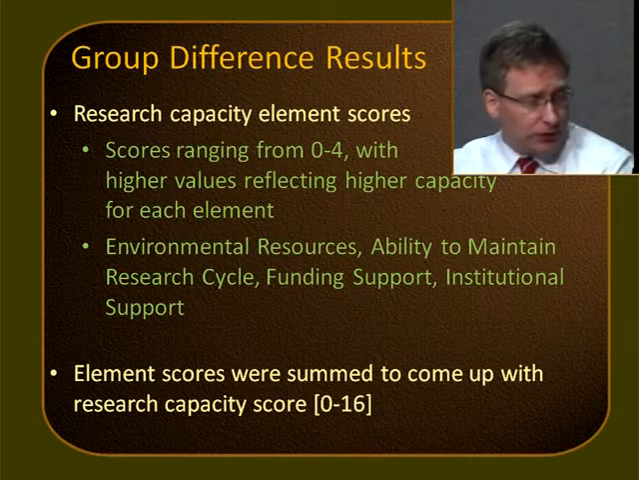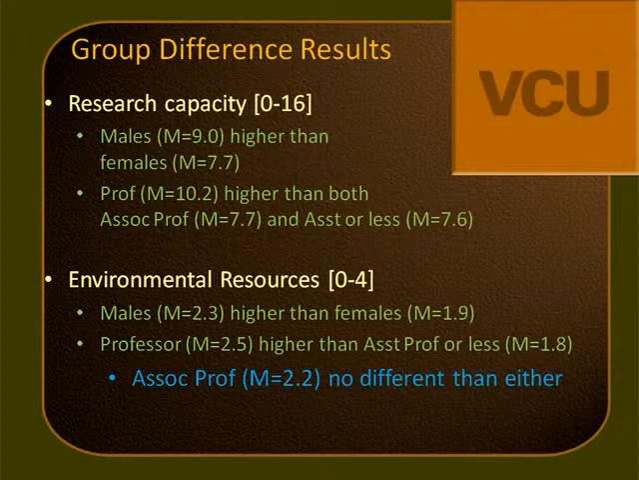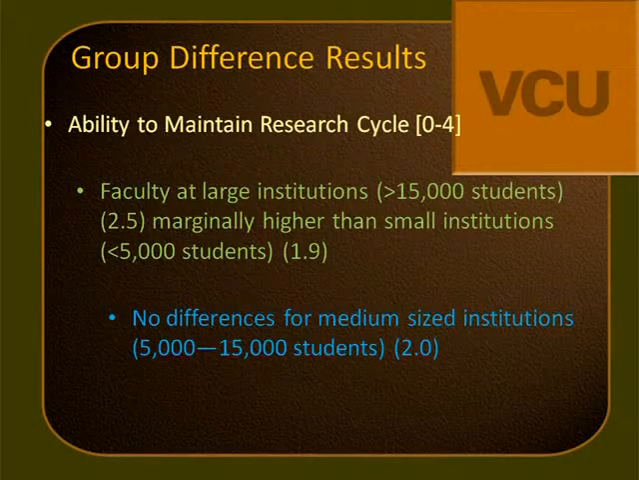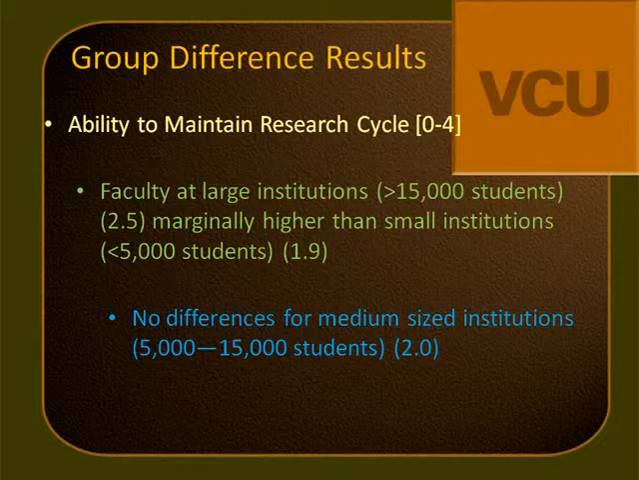With regard to environmental resources, males had greater environmental resources and supports than their female colleagues, 2.3 compared to 1.9. Professors were higher than assistant professors or instructors, but associates were no different from either full professors or assistant professors. With regard to the ability to maintain the research cycle, getting a research study up and funded, running through that study, and then building on it with additional research, faculty at institutions with 15,000 or more students reported higher scores than those faculty at institutions with 5,000 or fewer students. No difference was found for medium-sized institutions.